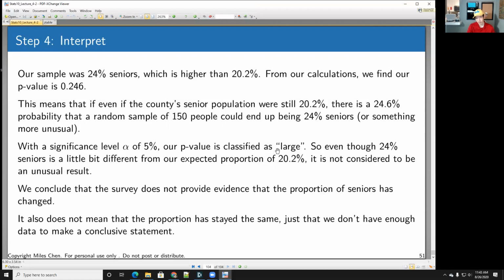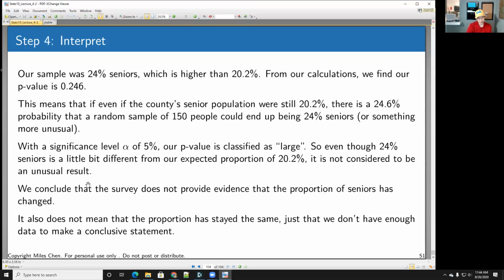It's just a coincidence that the number 24% is close to our p-value of 24.6%. We're just saying that there's about a 1 in 4 chance that a random sample ends up being 24% or something more unusual. So if our significance level is 5%, this outcome of getting 24% seniors is not considered unusual. Even though it's a little different from the 20.2% we were expecting, it's not considered an unusual result.